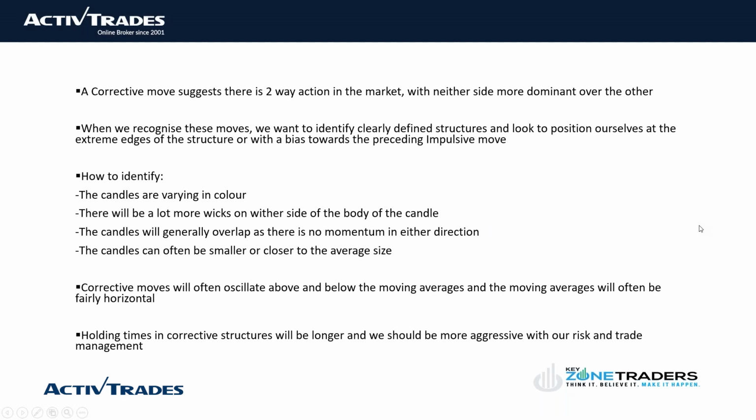Now, a corrective move is almost like the opposite of the impulsive move. It suggests that there is two-way action in the market, much more balanced in terms of the buyers and the sellers, with neither side being more dominant over the other. So this is when you're going to get those sort of ranges that people call them, and channels and stuff. When we recognize that we are in a corrective move, we want to identify clearly defined structures and look to position ourselves at the extreme edges of the structure, or with a bias towards the preceding impulsive move.